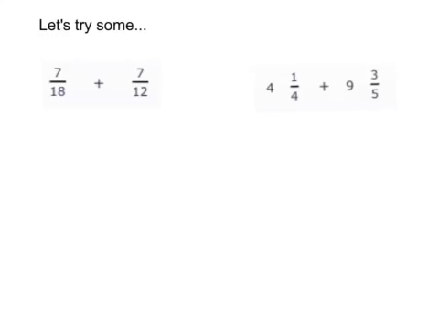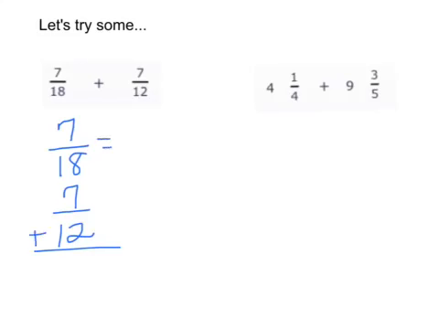I'm going to try the very first one, the 7/18 plus 7/12. So I'm going to go ahead and begin by writing them vertically. That's just how I typically like to do them. You don't have to do it that way. And I'm going to go ahead and think about what my common denominator is. That's the first thing you always want to do when you are adding your fractions or adding mixed numbers.